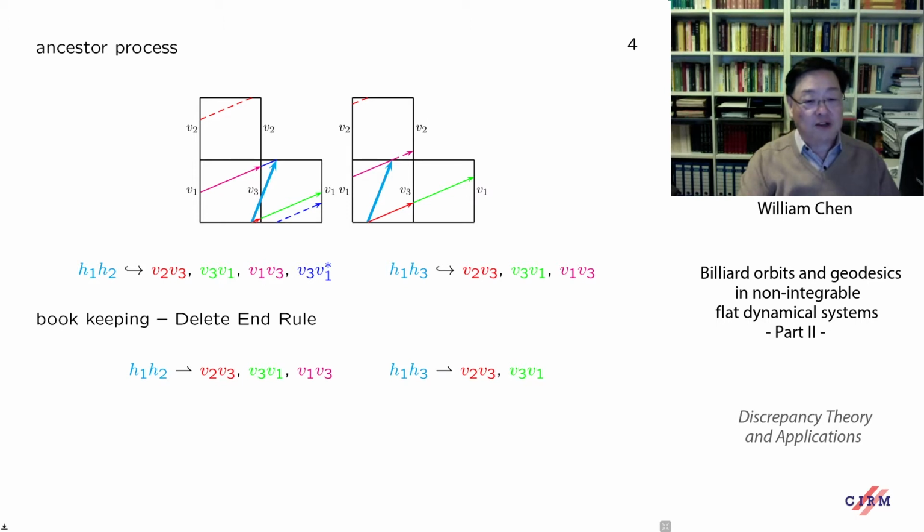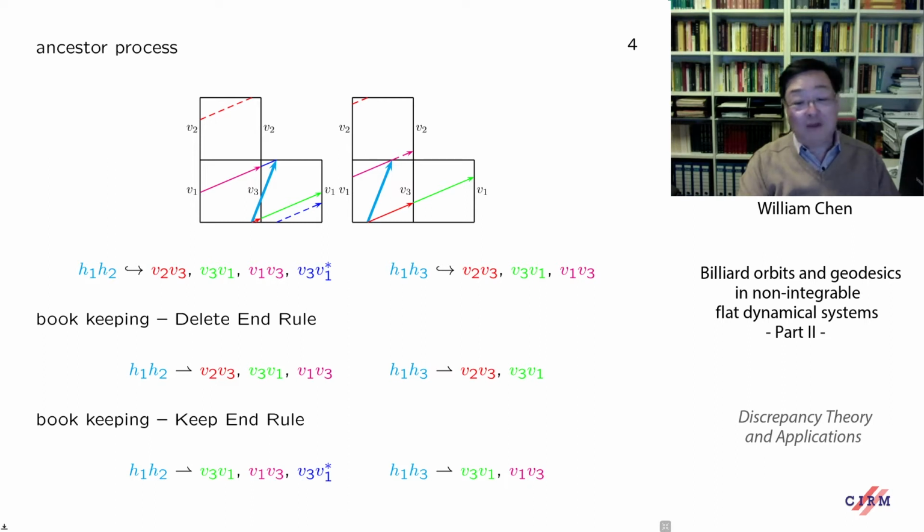So there are 2 ways to do the bookkeeping. One of them is to forget about the fractional unit at the end. Like in the picture on the left, we forget about V1, V3, V1 star, and in the one on the right, we forget about V1, V3. And we keep the others. An alternative is to delete the first one and keep the last one. Whichever way, we count everything precisely once.